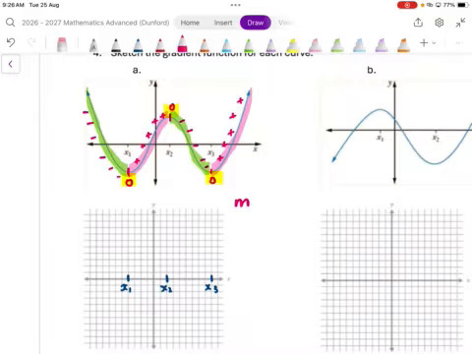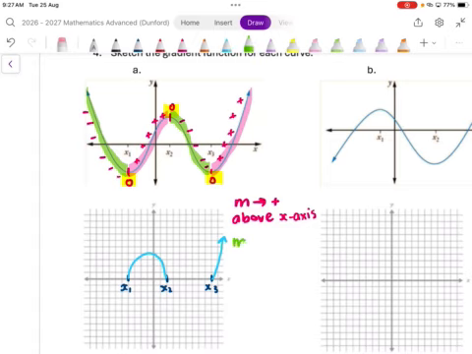Okay, so if our gradient is positive, that means we want our graph above the x-axis. So between x1 and x2, our gradient is positive, so our graph is going to be above our x-axis and then come back down. And then between x3 and infinity, our graph is going to be above our x-axis as well.